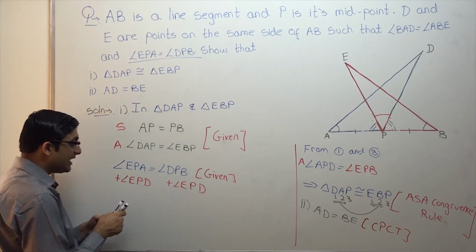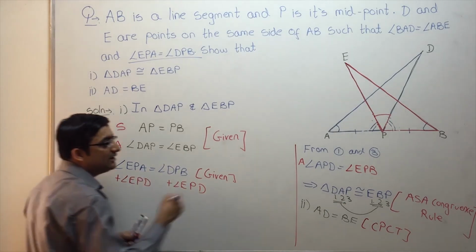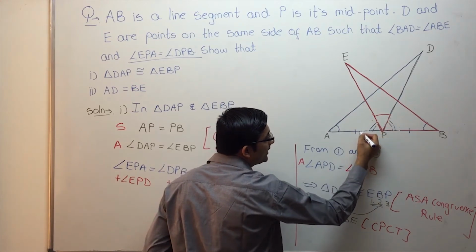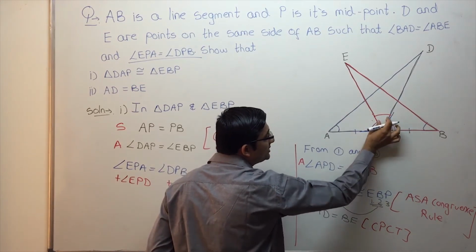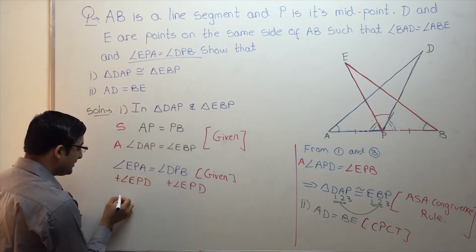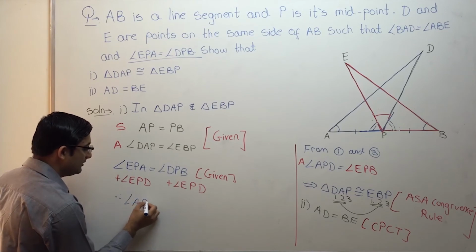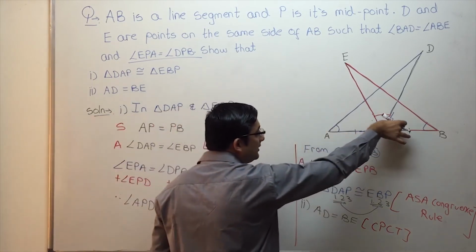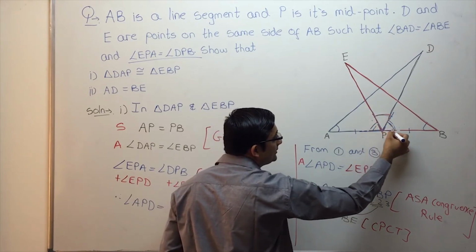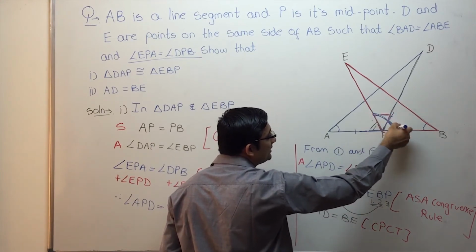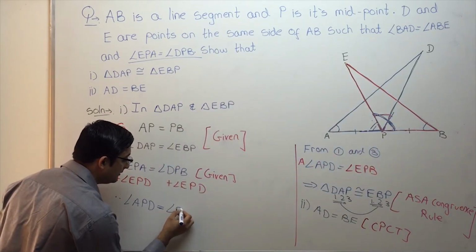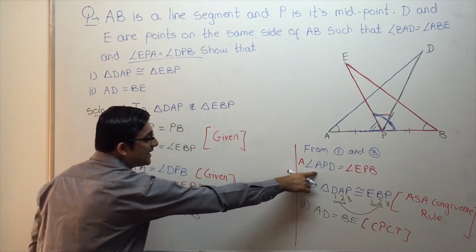So what do we get? Angle EPA plus angle EPD on one side. When I add these two angles, what do I get? This angle over here. I repeat, this plus this is this entire angle. That is angle APD. So angle EPA plus angle EPD is angle APD, which is equal to this angle plus this angle. When I add this angle and this angle, what do I get? This entire angle. What is this entire angle? It is angle EPB. So angle APD is equal to angle EPB, which is exactly what we want.